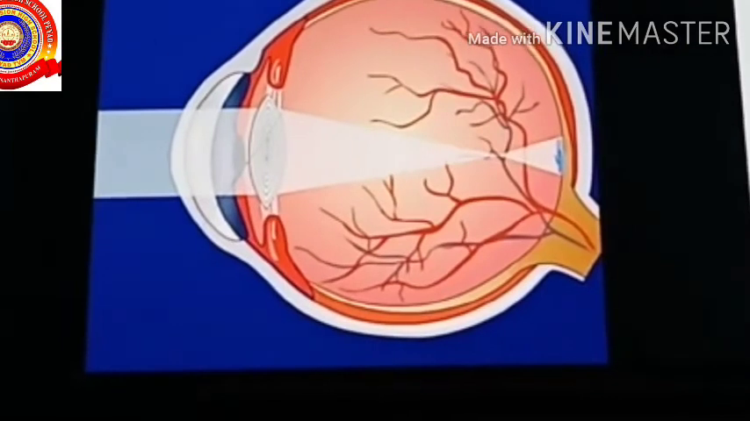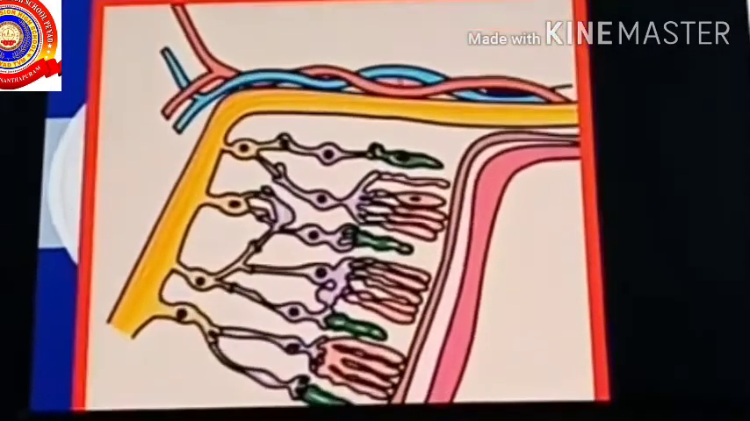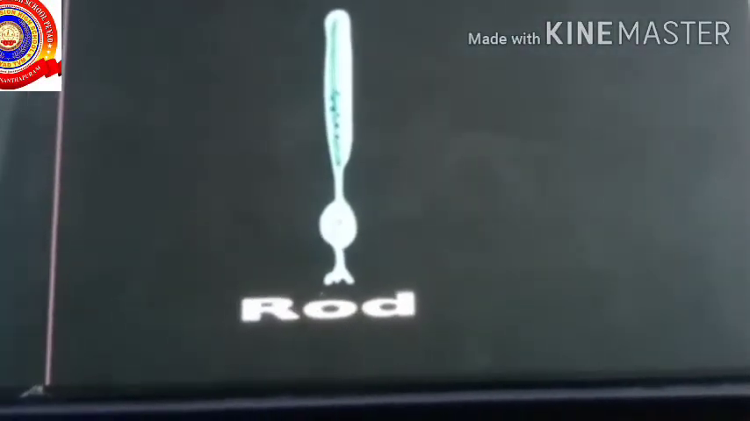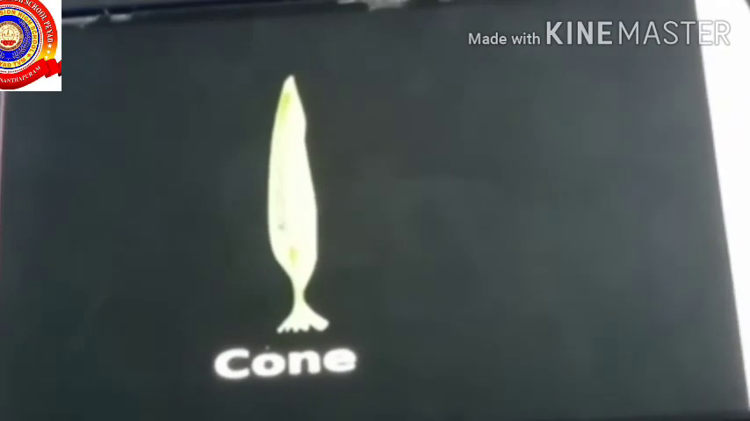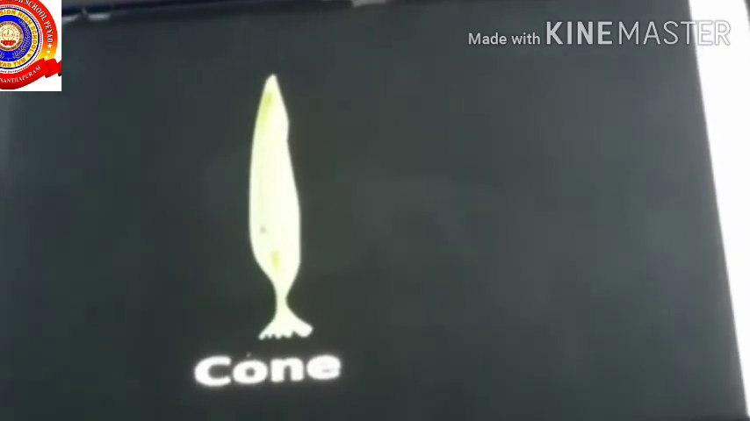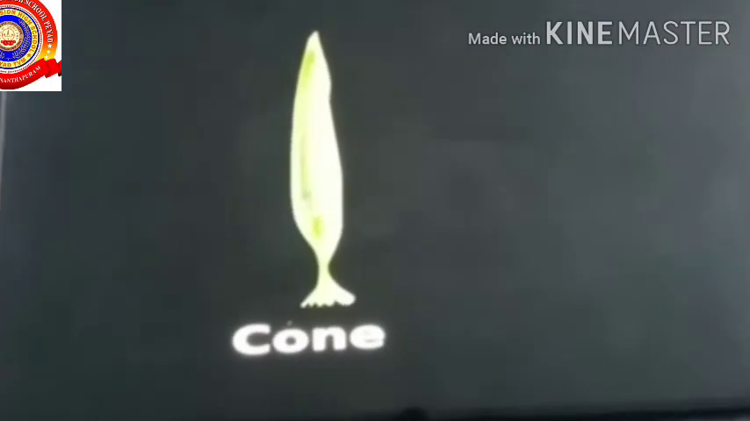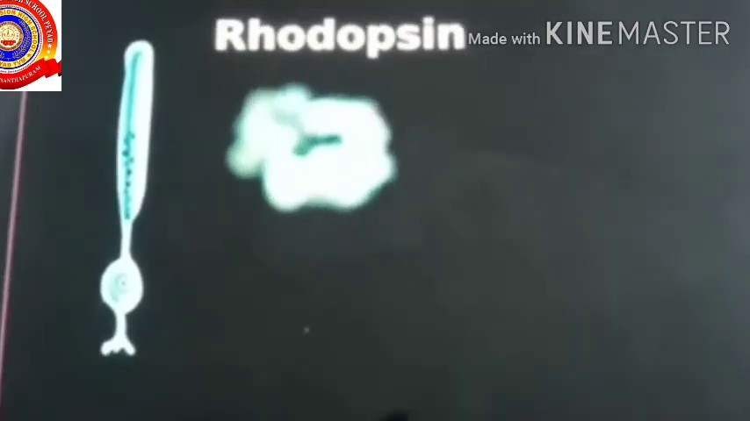Our next topic is the chemistry of vision in the retina. Watch this video. Rod cells and cone cells are the photoreceptors in the retina. Rod cells are responsible for vision in dim light. These cells cannot detect color. The cone cells are responsible for vision in bright light. Color vision is possible. Rod cells contain visual pigment called rhodopsin. Cone cells contain visual pigment called photopsin.